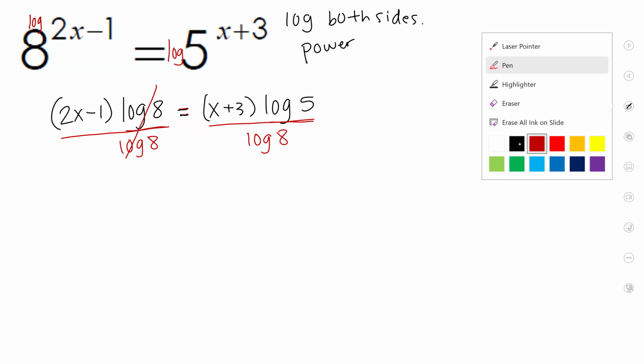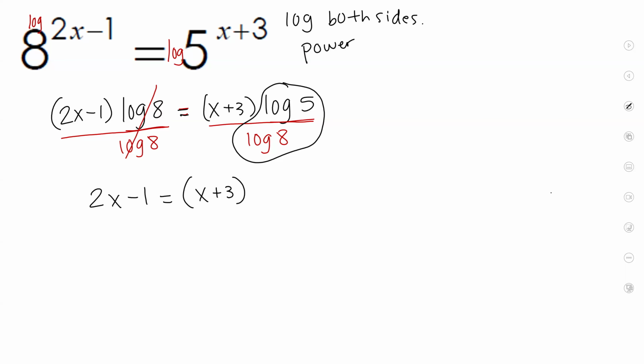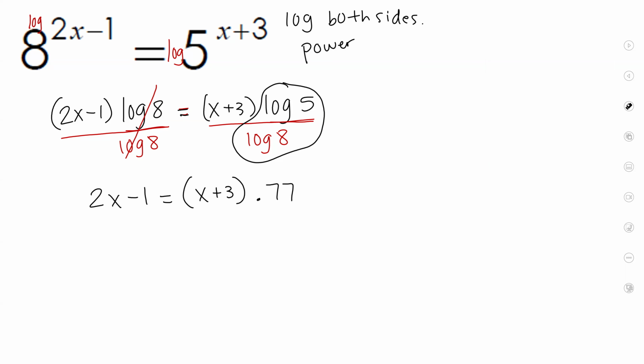So what I have here is 2x minus 1 equals x plus 3 times, and I have this number here. Can you guys type this into your calculator and tell me what that is? 0.773976. Okay, I'll just write all the numbers. Okay, let's round this real quick. I'm going to round this to the third number behind the decimal and make that a 4. Okay, thank you. All right, so guys, let's just go ahead and solve now.